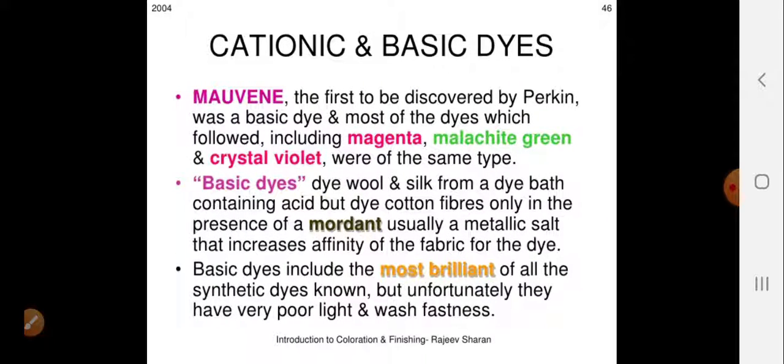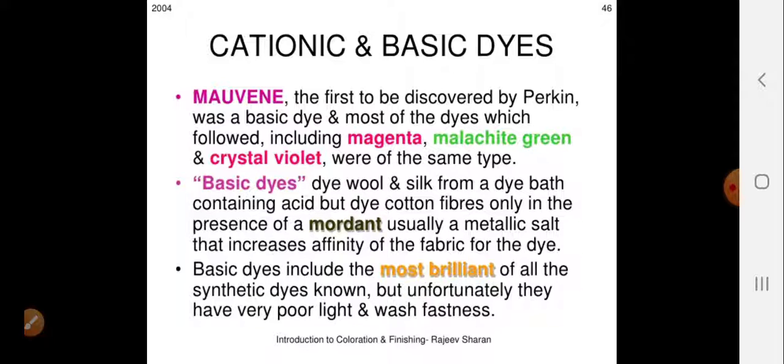The first synthetic dye, discovered by Perkin, was a basic dye, and most of the dyes which followed, including magenta, malachite green and crystal violet, were the same type, that is cationic dyes. This type of dye is also used for wool and silk, but dyes cotton fibers only in the presence of mordant. So when we have to dye a cotton fabric using this type of dye, it is to be done along with a mordant.